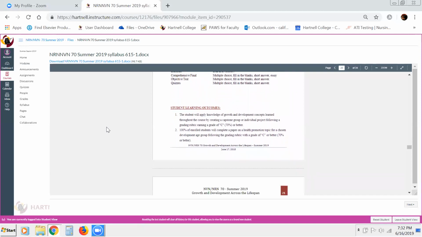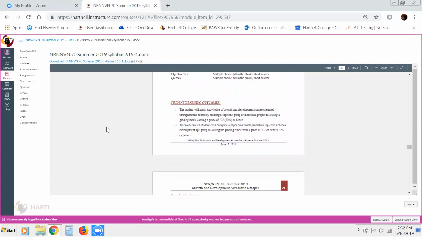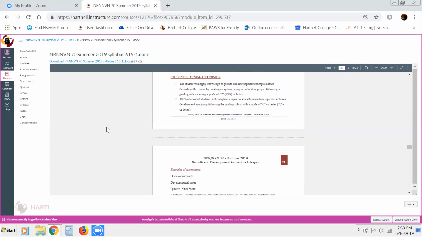The college requires each department for each course to put together student learning outcomes for the course. So the student learning outcomes for growth and development are, one, that the student will apply the knowledge of growth and development that you've learned throughout the course by creating a capstone project that would be due at the end of the course with a grade of C or better. And the second one is that 100% of the enrolled students would complete a paper on a health promotion topic for a chosen developmental age group using the rubric and earning a grade of C or better. And I am completely confident that you all will be able to do that.